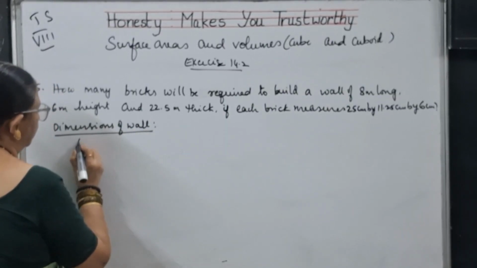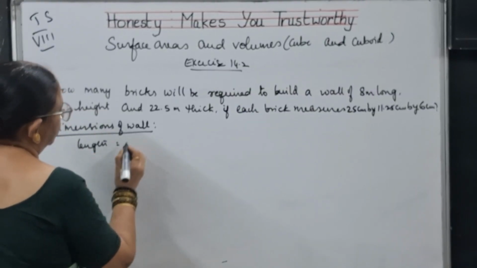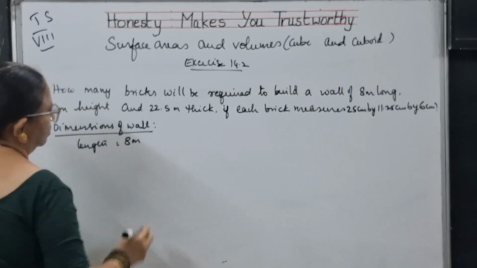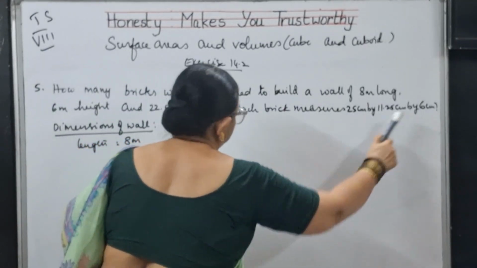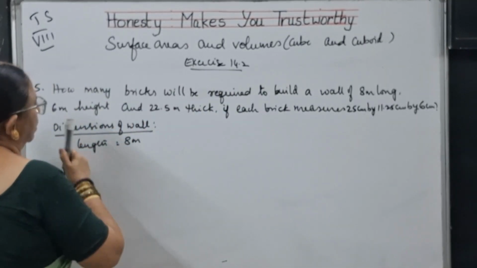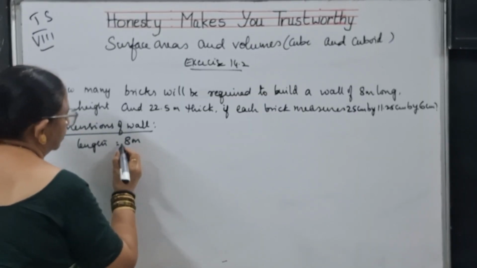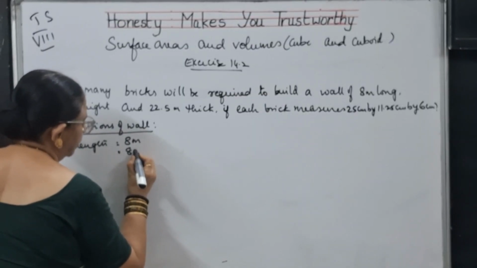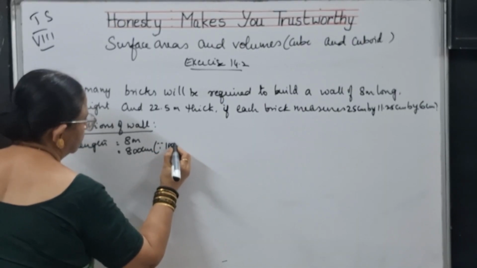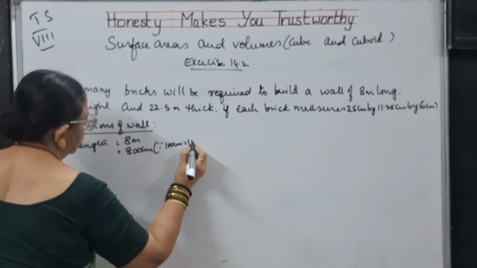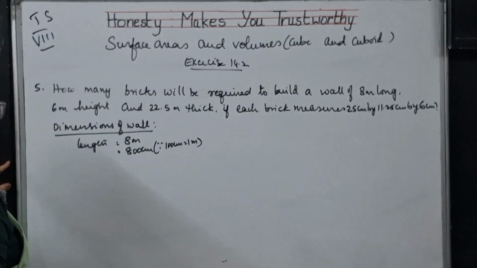Dimensions of the wall. Its length is equal to 8 meters. Since, children, these all measures are in centimeters, I want everything to be converted into centimeters. So 8 meters means 800 centimeters. Why? Because 100 centimeters make 1 meter. That is why I have written 800 centimeters.